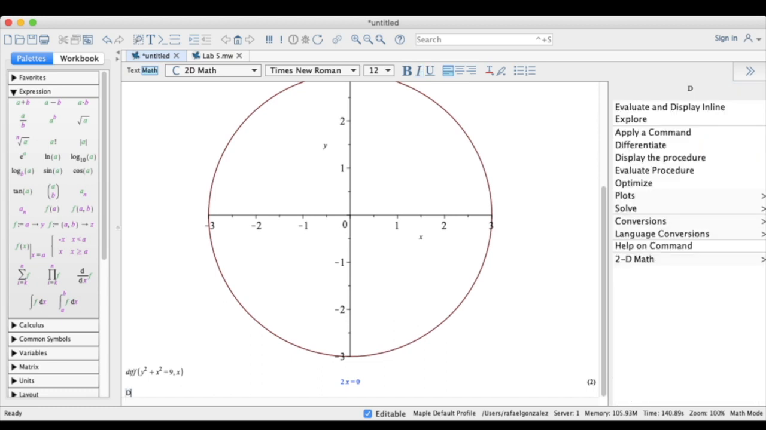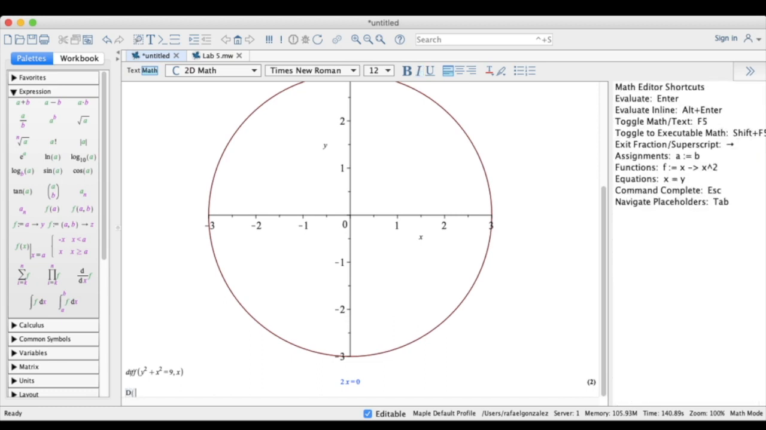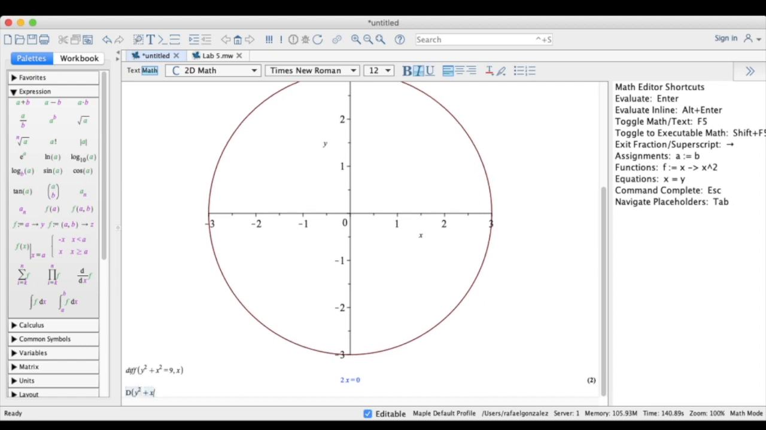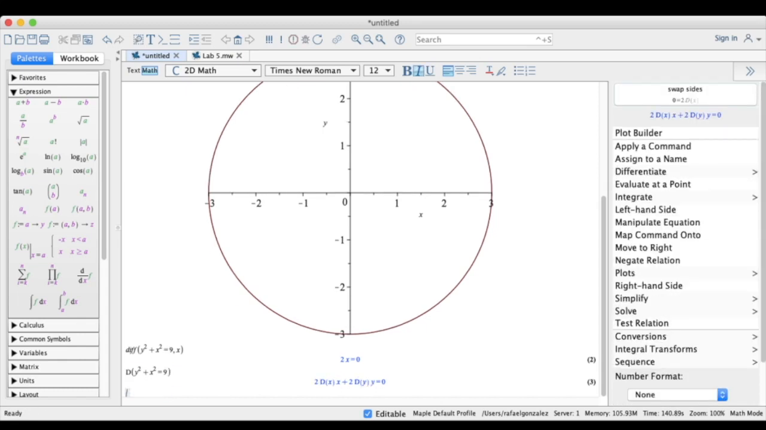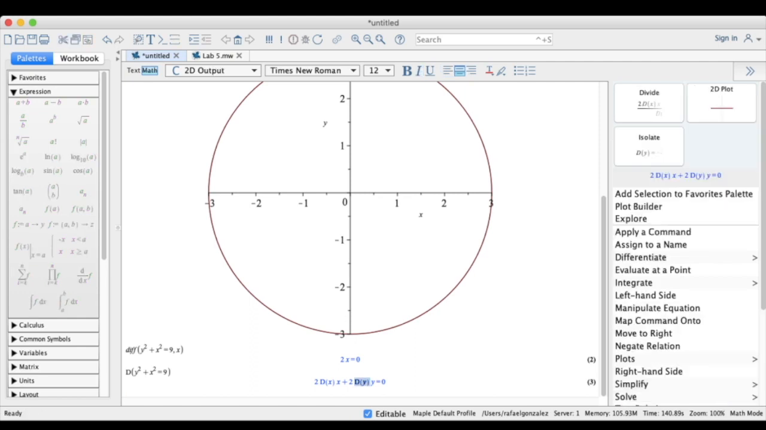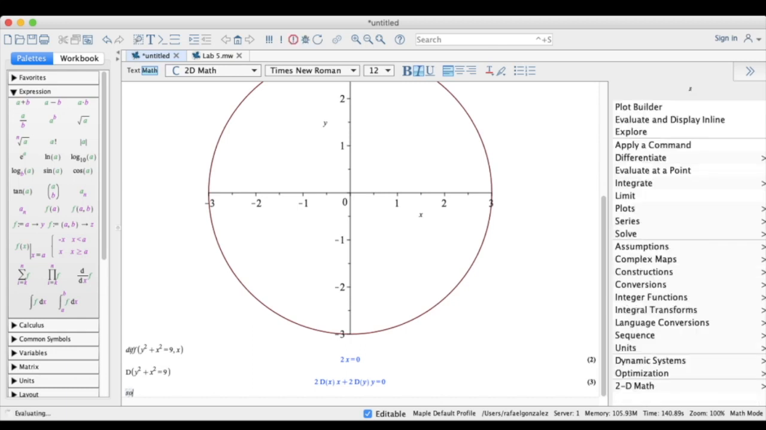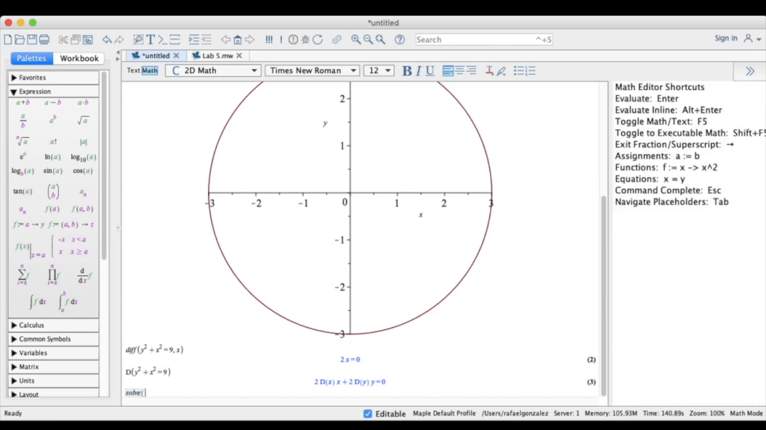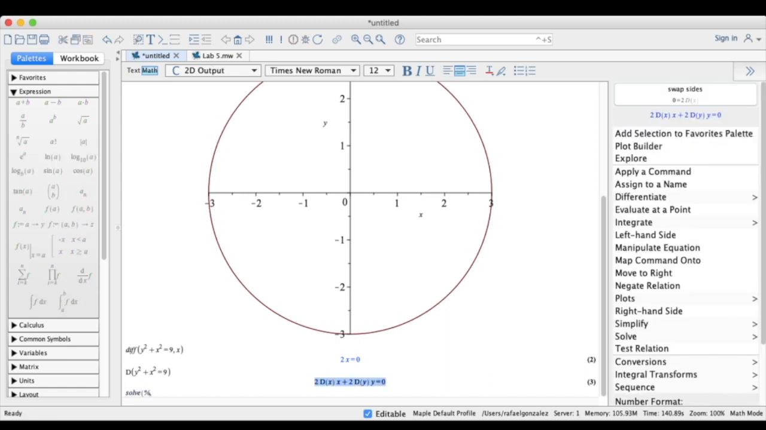If we use the other command that we learned in class, capital D, to take the derivative, then when I plug in y squared plus x squared equals 9, now I get that 2 dx times x plus 2 dy times y equals 0, which is what we're looking for. Now we have this in terms of dy dx. Now we have to solve for dy dx. So I'm going to use a solve command. So solve, and I'm going to use, again, the percentage symbol. From a previous lab, I told you that the percentage symbol simply takes your last result and plugs it in your next command.